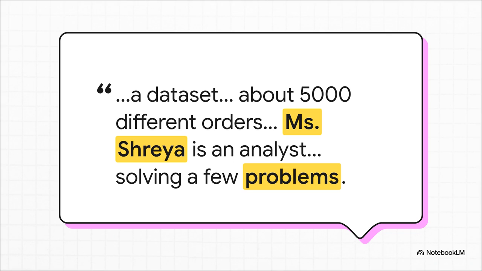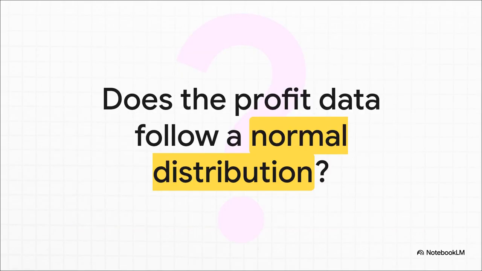This is what makes case studies so great. It's not just about numbers, it's about solving real problems. And her first question is a really important one. She wants to know if the profit data follows a normal distribution, that classic bell curve shape. This is a super important first step because a lot of other statistical tests assume your data is normal, so we've got to check. The right tool for this job? A chi-square goodness of fit test.